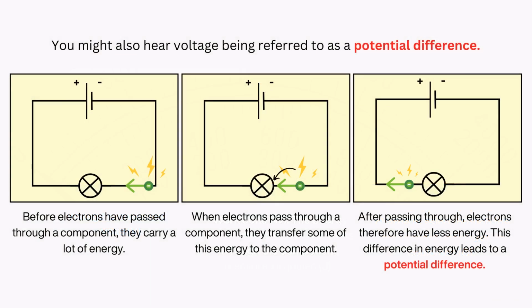You might also hear voltage being referred to as a potential difference. Before electrons have passed through a component, they carry a lot of energy, but after they pass through it and transfer some of this energy to it, they have less energy. Hence, there's a difference in energy levels of electrons before and after passing through a component. This leads to what we call a potential difference. In your answers, you can use either the term potential difference or voltage. This understanding of voltage is foundational in explaining how electrical energy is harnessed and utilized in everyday applications.